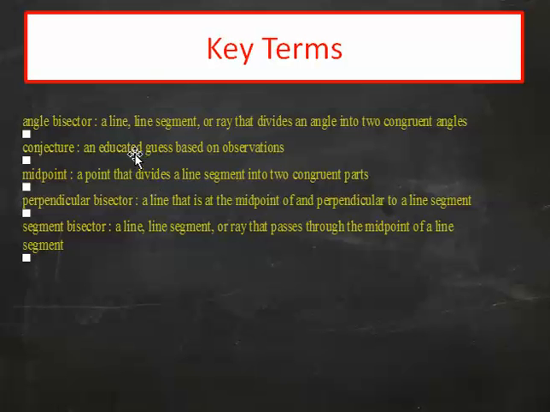An angle bisector is a line segment or ray that divides an angle into two congruent angles. A conjecture is an educated guess based on observations. A midpoint is a point that divides a line segment into two congruent parts. A perpendicular bisector is a line that is at the midpoint of and perpendicular to a line segment. We'll talk about that a little bit more in depth. And then a segment bisector is a line segment or ray that passes through the midpoint of a line segment. We will show you visuals of all of these.